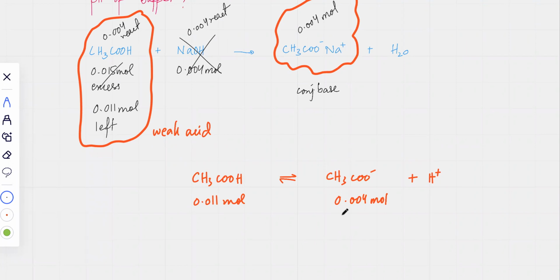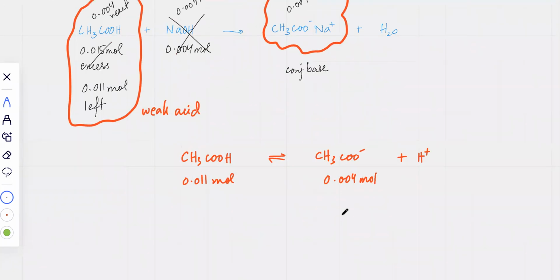What do you do with this? You can just add in the Ka value. It was 1.8 times 10 power minus 5. So it's the conjugate base concentration, which is 0.004, multiplied by the H+ concentration, which is unknown, divided by the concentration of ethanoic acid, which is 0.011 moles. Now, there's one thing: the expression required concentration, but I just plugged in moles. The reason I plugged in moles is because to find concentration, you divide by volume, right?